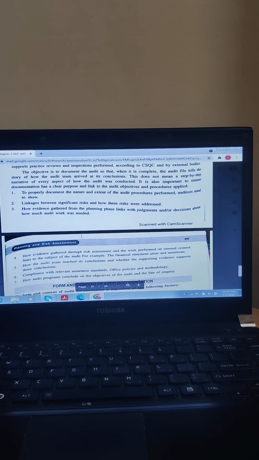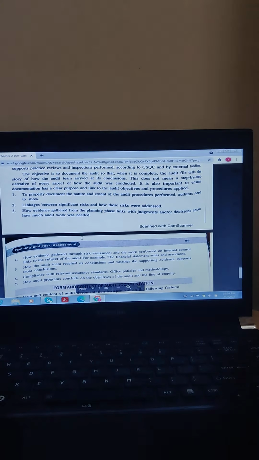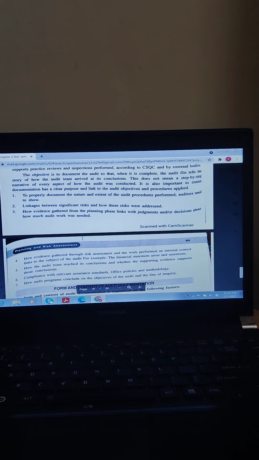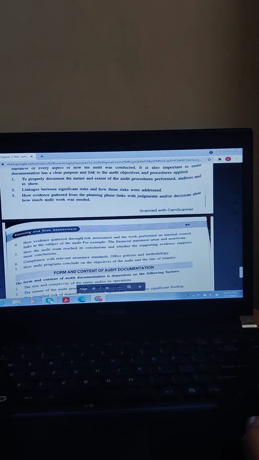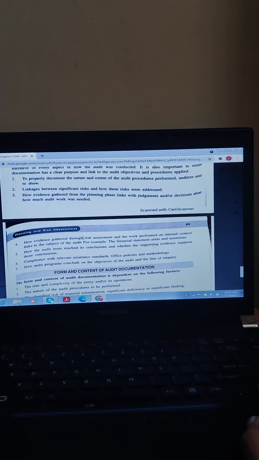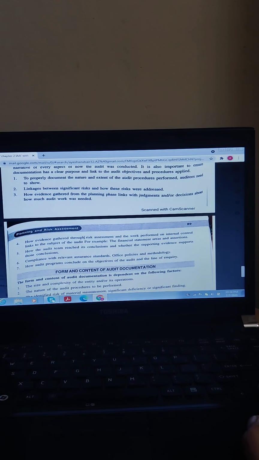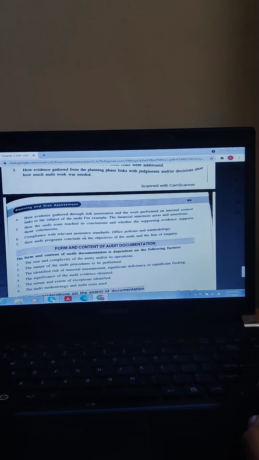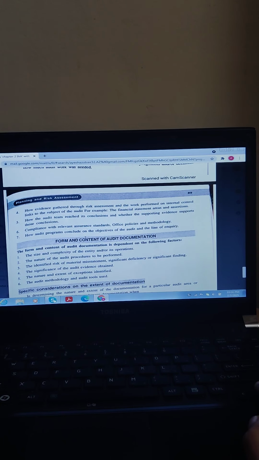Next you have to show the linkage between significant risks and how these risks have been addressed and how you have solved them. Then you have to provide judgments, like on what basis you have carried out your auditing and how you have arrived at a particular decision, whether the audit has been successful based on the information or unsuccessful. Next is how the evidence has been gathered and how you have given the necessary assertions.